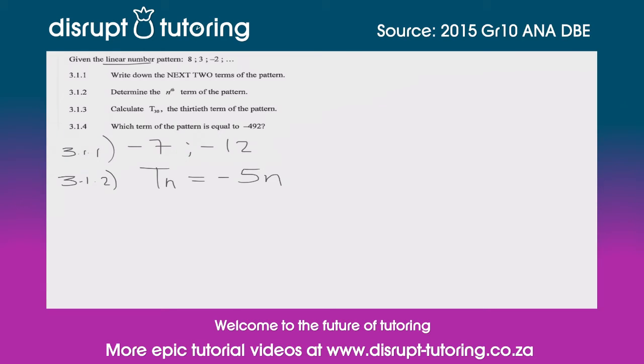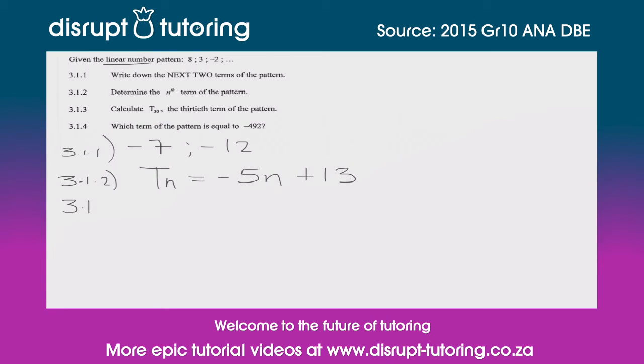Then we need to ask ourselves, what do we need to add or subtract to minus 5 in order to get to 8, which is our first term? From minus 5 to 8, we would need to add 13. So plus 13. Now let's check it by putting in the third term. It should be minus 2, so we'll put a 3 in there. Minus 5 times 3 is minus 15. Plus 13 gives us minus 2, which is great. That means we've got the right general term.